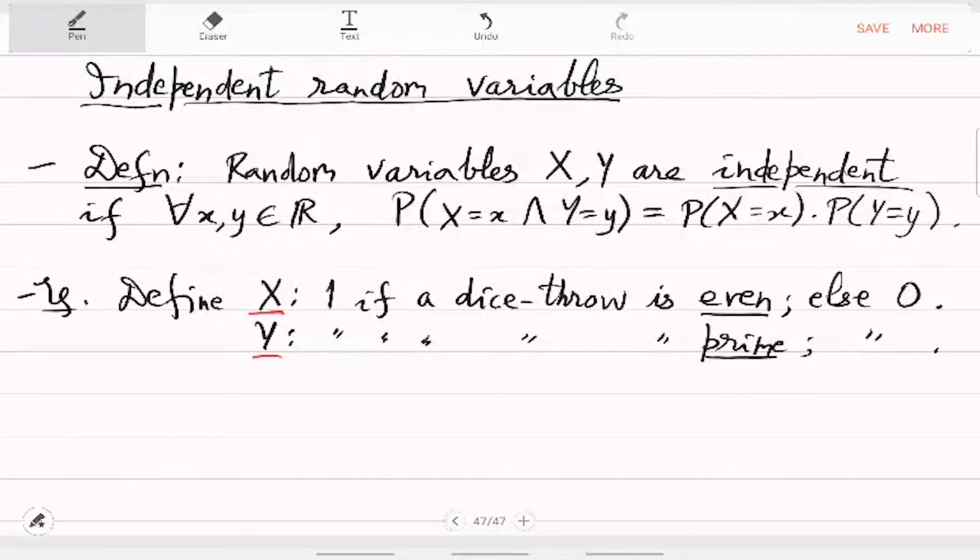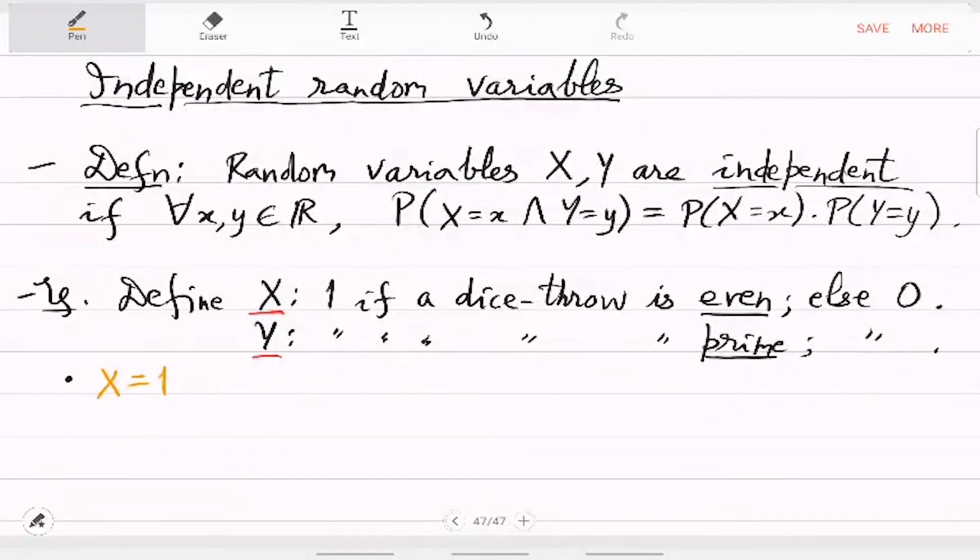So, are these two random variables, one depending on parity and the other on primality, dependent or independent? Intuitively they should be dependent, because even means not prime. In general you do not expect an even number to be prime, or a prime number to be even. So X and Y should be dependent, because one implies some information about the other. Let us do the analysis by this definition.